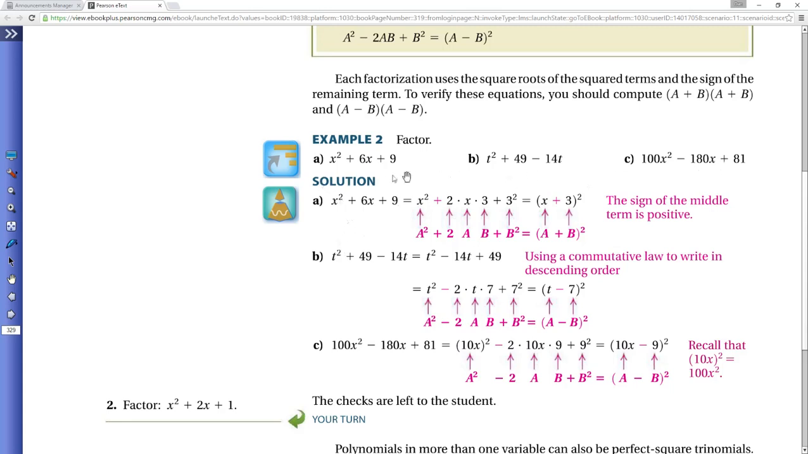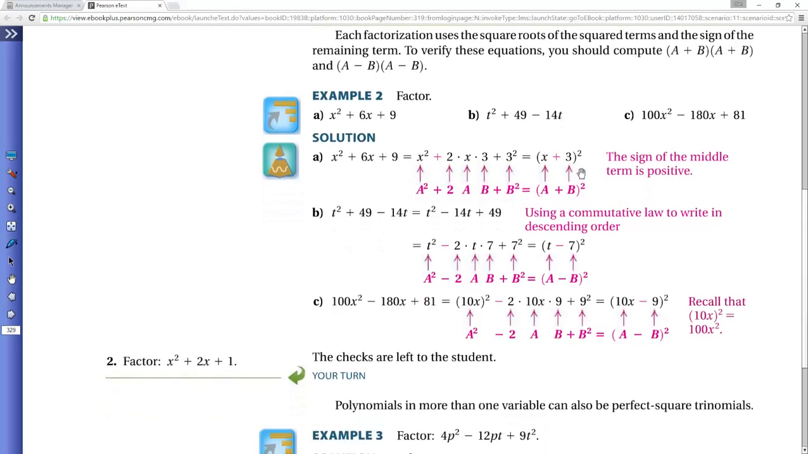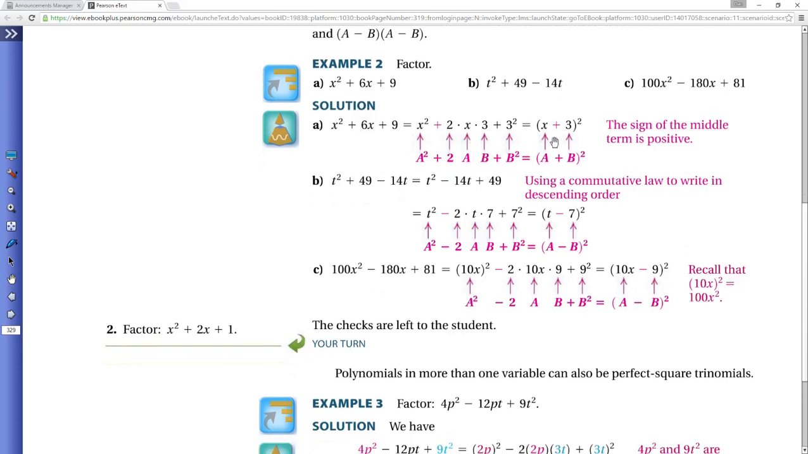so they go through this again. They show that, hey, here's my pattern. When I'm looking at the pattern, it's good to note what the roots are, or basically square roots, because they're going to be the terms in my binomial. In this case, I end up with x plus 3. Notice, and they go through the steps here.